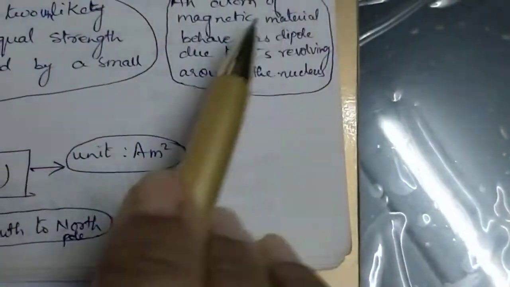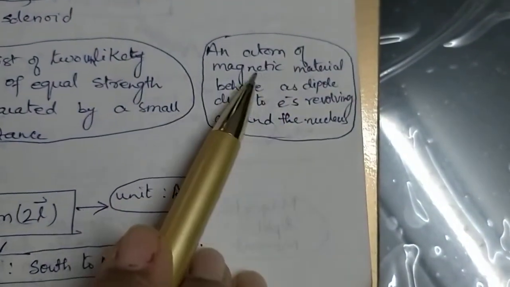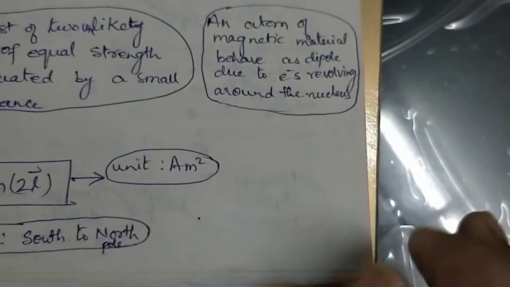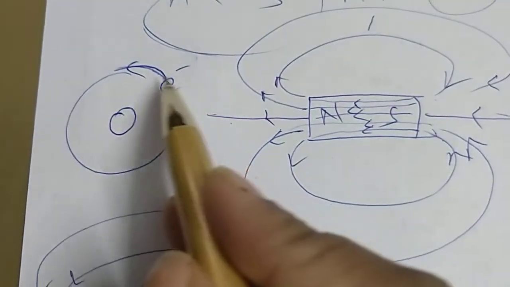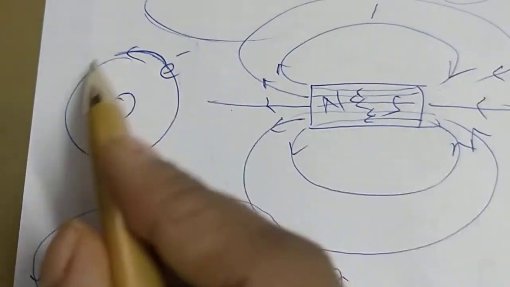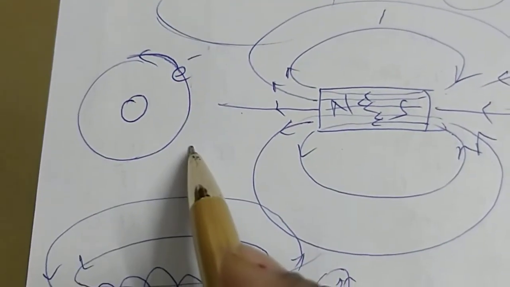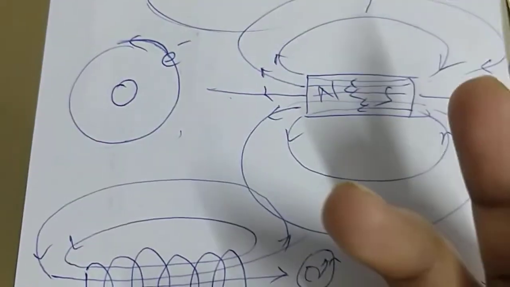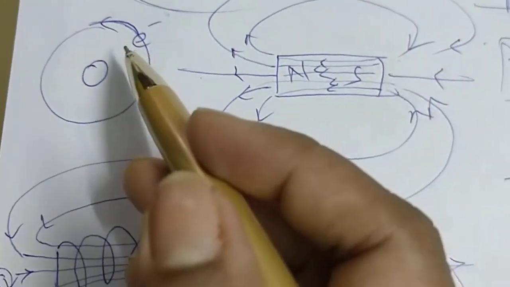An atom of a magnetic material behaves as a dipole due to the electron revolving around the nucleus. See, here is your nucleus, and this is the orbit of the electron. The electron is moving like this. Any moving charged particle acts as a current, so it will be like a current loop. Any current loop will be like a dipole moment, because one side will be the north pole and the other side will be the south pole. So it will be a magnetic dipole moment.